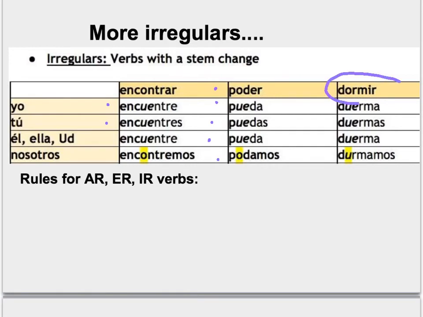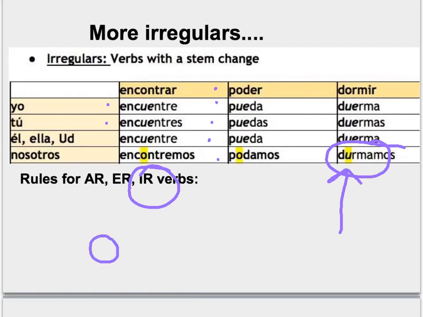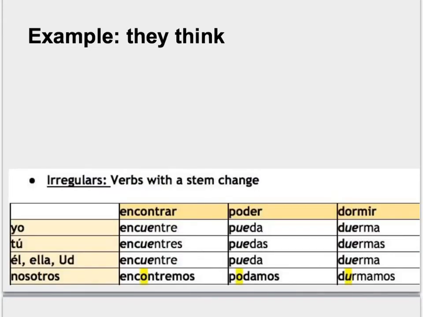Now, let's look at an IR verb. This is a little bit different. We have duerma, duermas, duerma, and then durmamos. What just happened there? Instead of the o changing to ue in the nosotros form, it only changed to u. So the rule for IR verbs in the subjunctive is that there is a one-letter stem change just in the nosotros form. The o is going to change to u, and if it's an e, that'll change to i. Okay, let's take a look at some examples.